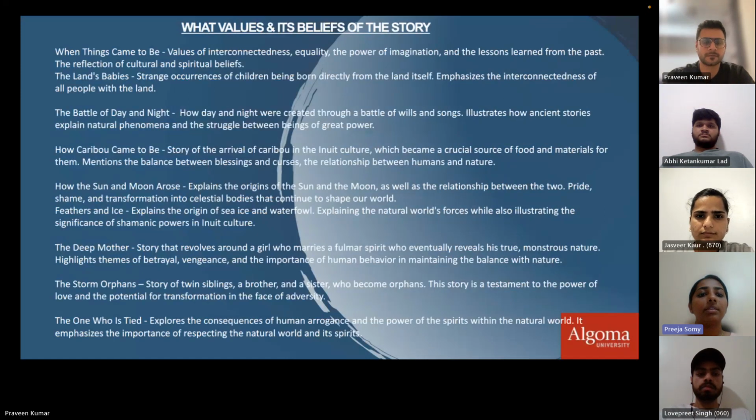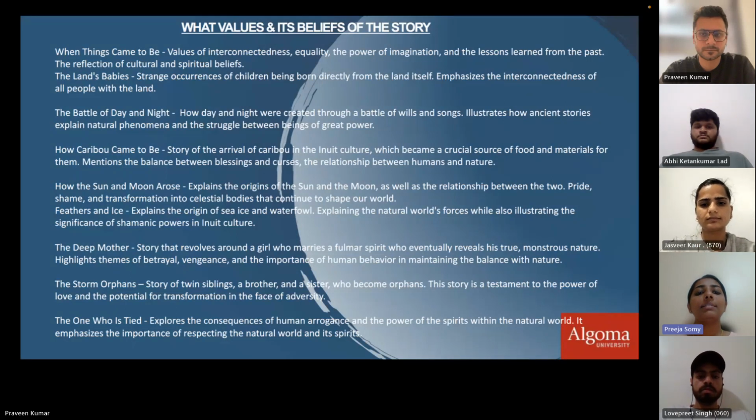So, next, we can check the values and beliefs of the story. The first story, When Things Came to Be, conveys the values of connected equality, the power of imagination, and the lessons learned from their past. The next story, The Land's Babies, tells of a time when people were deeply connected to the land and the strange occurrence of children being born directly from the land itself.